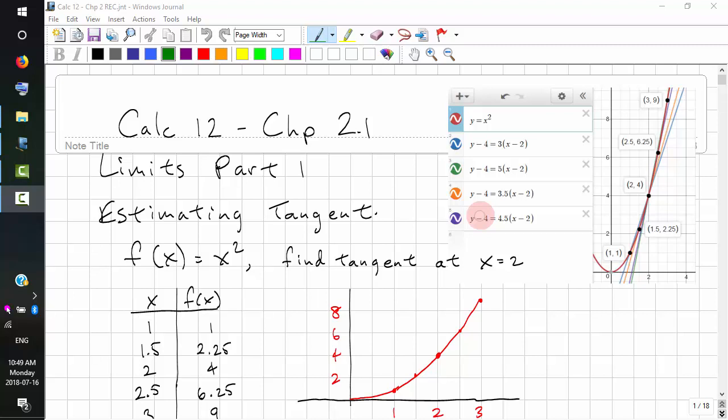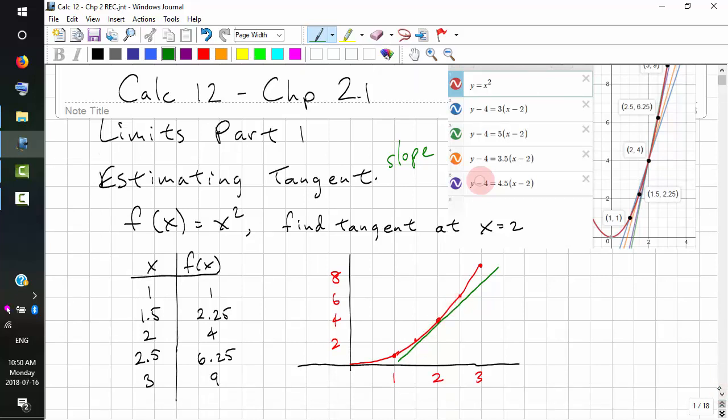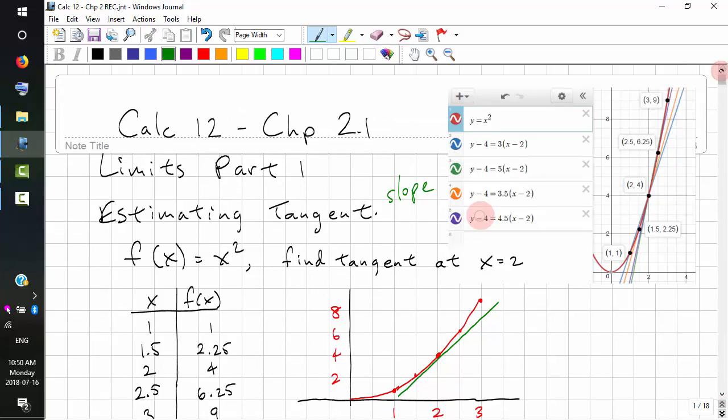So tangent is just another word for slope. And a tangent will only touch a curve at one spot. So a tangent will look something like that. It'll only touch this spot right there. It could cross at other points, but we're talking about the points that are close. And we can estimate the tangent line with secant lines here.